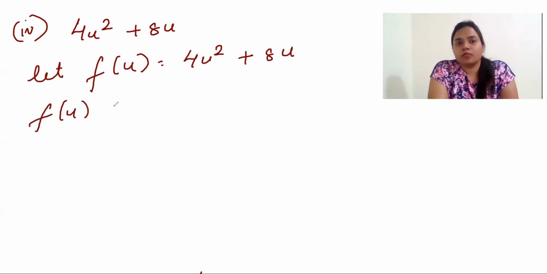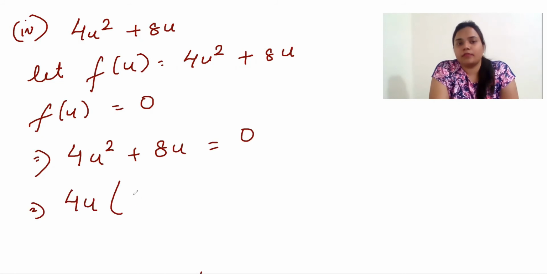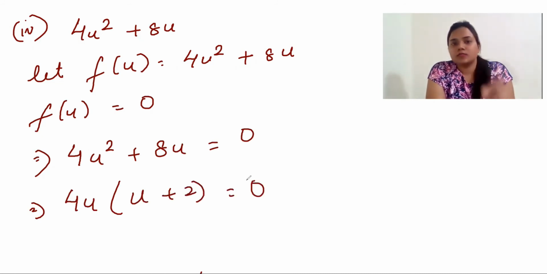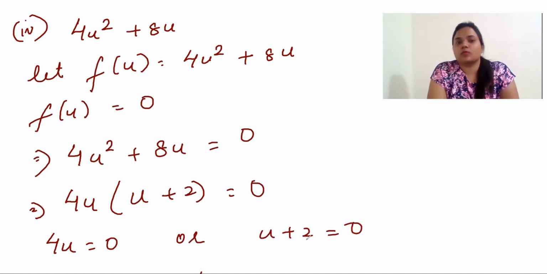So if f of u is equal to 0, means what? 4u square plus 8u is 0. I can take 4u common. I will be left with u plus 2. So I got two factors, 4u and u plus 2. So means what? Either 4u is equal to 0 or u plus 2 is equal to 0.